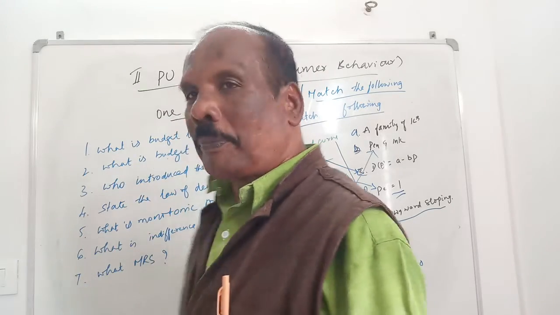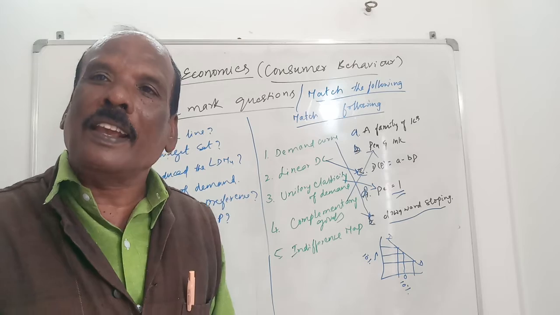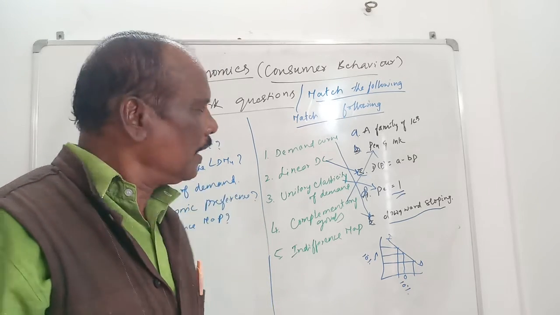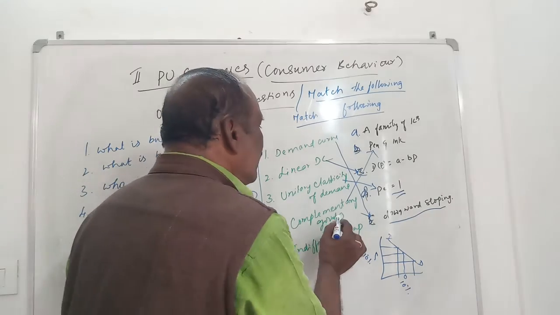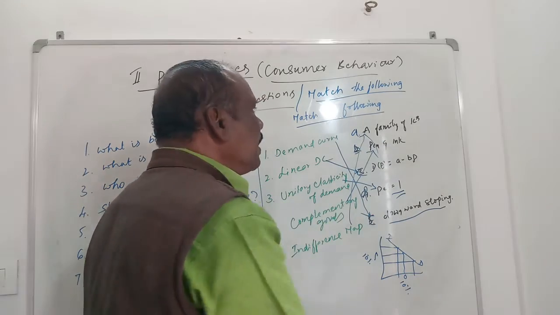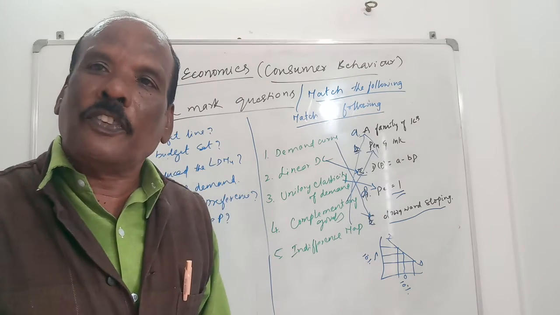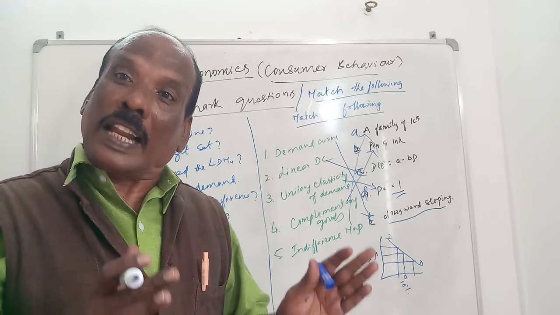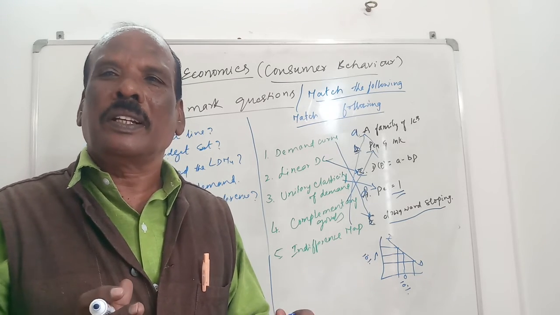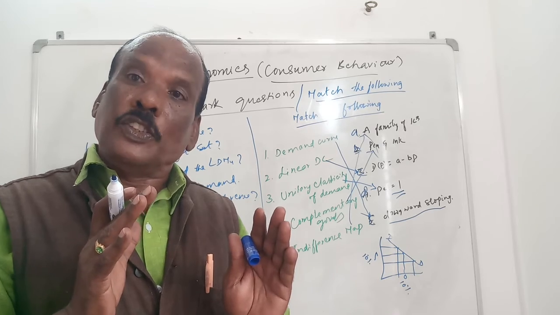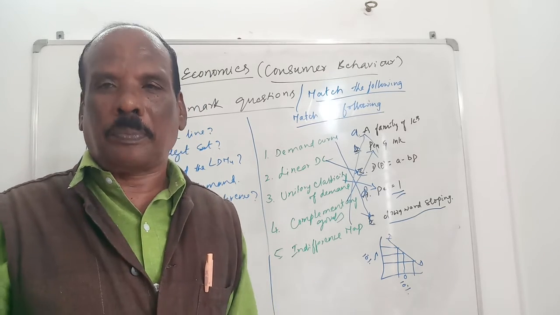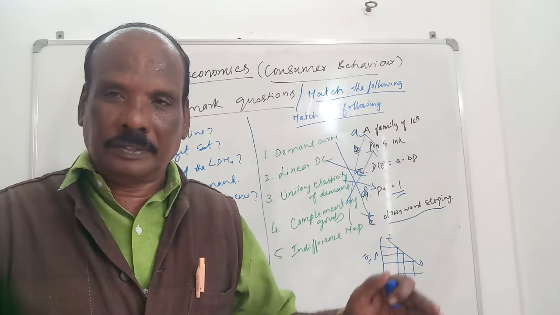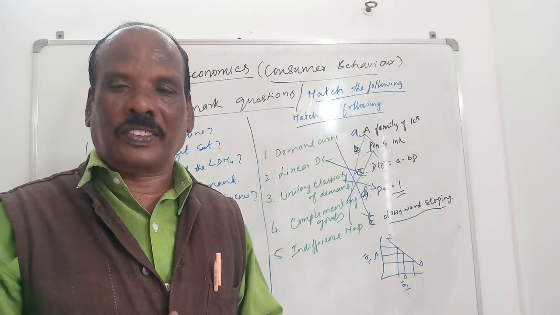Indifference map. We have answered here. What is indifference map? Indifference map is a family of different indifference curves which yield different levels of satisfaction. So very easy. These questions are likely to come in the examination. So you see, consumer behavior is an important chapter. It's a laborious chapter, and it is a base for all other laws or theories.